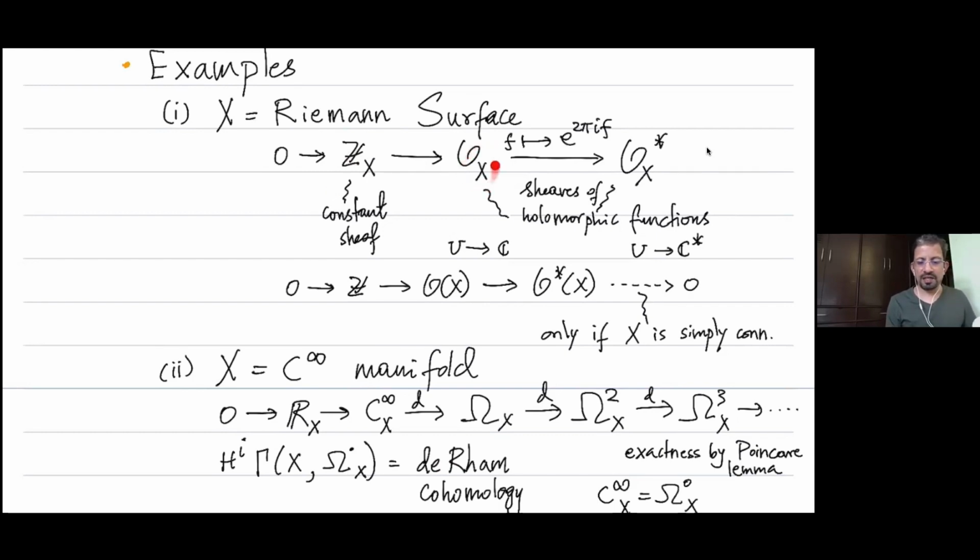This is the sheaf of holomorphic functions. So on every open set, I'll simply look at holomorphic functions from U to C. And this is holomorphic functions which are nowhere vanishing, so holomorphic functions from U to C star. And this map is the exponentiation map here, e to the power 2 pi i f. Then one can easily see that this is this.